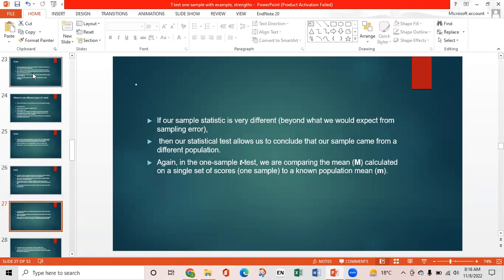If our sample statistic is very different, beyond what we would expect from sampling error, then a statistical test allows us to conclude that our sample came from a different population. Again, in one sample t-test, we are comparing the mean calculated on a single set of scores to a known population.